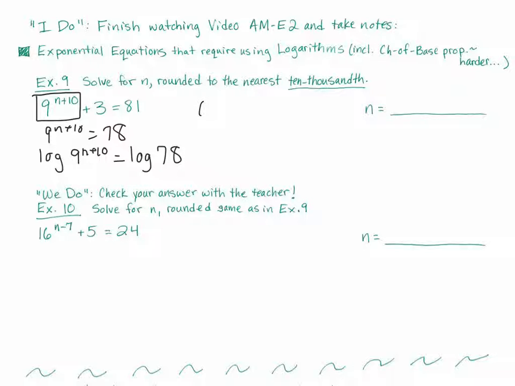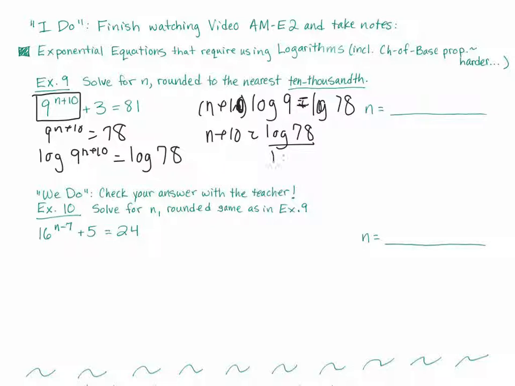Then, of course, we know the n plus 10 as the exponent comes down in the front of, sorry about the messiness of this stylus here, log of 9 equals log of 78. Boy, this is horrible. Forgive me. So that's n plus 10, that should say, times log of 9 equals log of 78. And then, of course, we're going to get the n plus 10 alone by doing a division. And then remember, we're going to approximate that with our calculator.